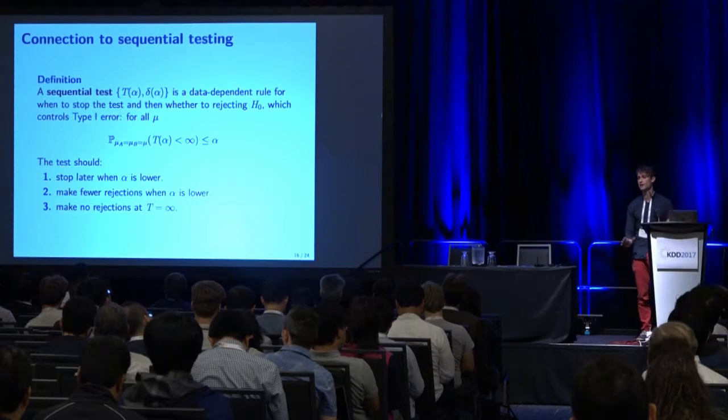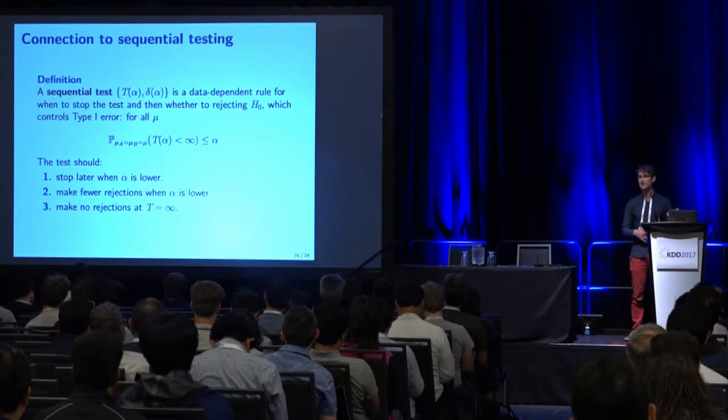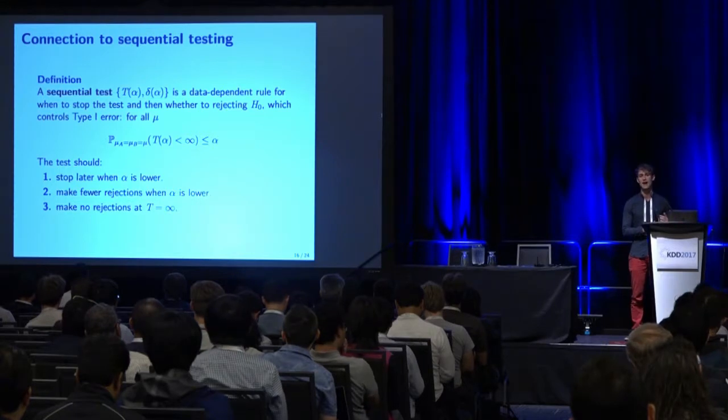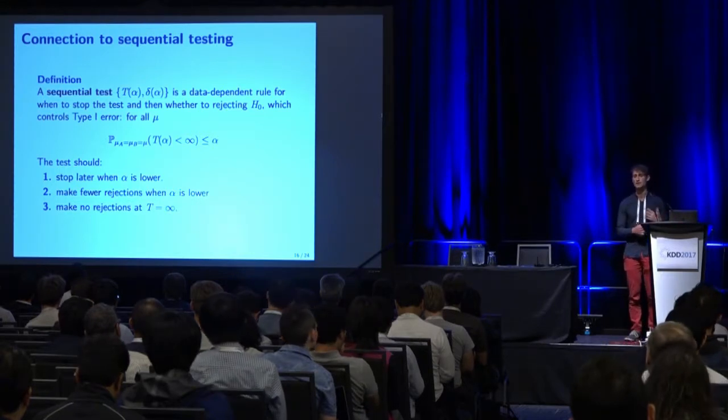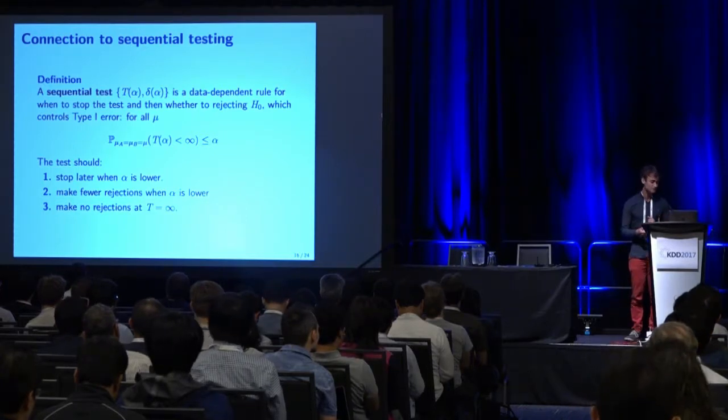And so we require a few conditions for this to make sense. If alpha is smaller, that's a small significance level, it should be more conservative. So you should always collect more data at a lower alpha. And you should also make fewer rejections. So if you accept H0 at a high alpha, you should definitely accept H0 at a low alpha.